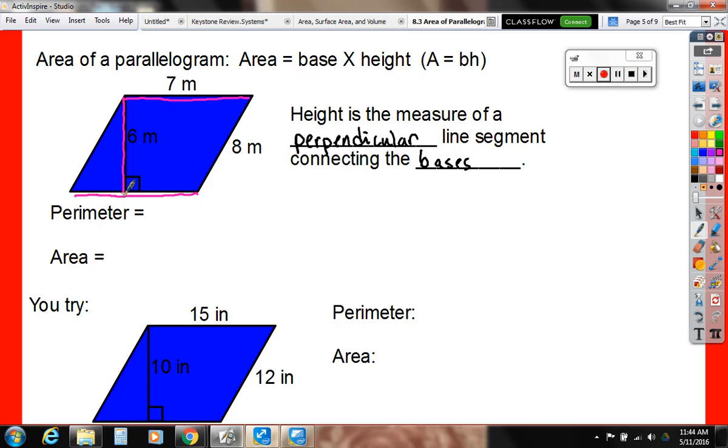When we're finding the perimeter of a parallelogram, we're still just finding the distance around. So that's just like a rectangle. So to find perimeter, this side is 8. The side across from it is also 8, just like in a rectangle. Those are true. The side on the bottom is 7. Raise your hand if you can tell me what the perimeter is. Aubrey. 8 plus 8 plus 6. Oh, we're not going to add the 6. Because the 6 is not along the outside.